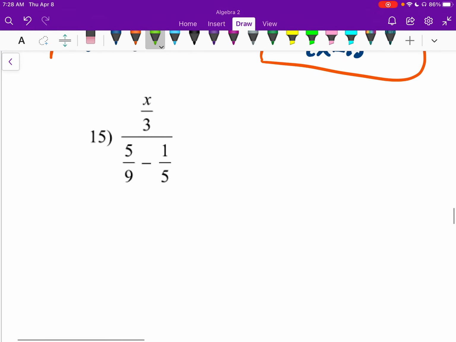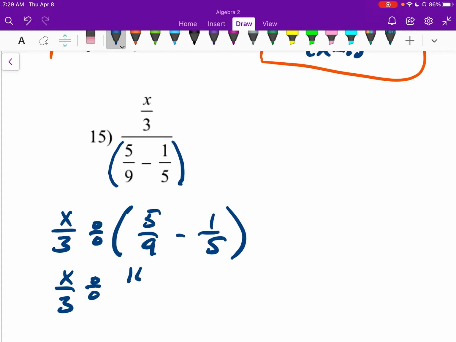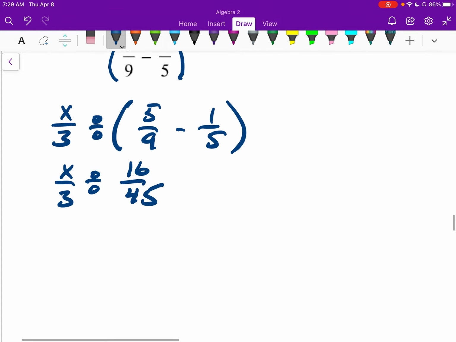Number 15. Same process here, only it's going to be a little bit different. Our parentheses are going to be in a different spot. So we'll have x over 3 divided by 5/9 minus 1/5. Now we could do 5/9 minus 1/5 by hand, but we have technology, so I'm going to use that. What is this? 5/9 minus 1/5. I'm typing in my calculator, and I got 16 over 45. Awesome.